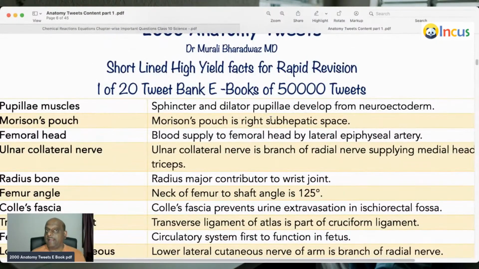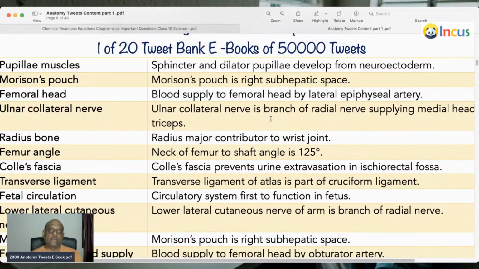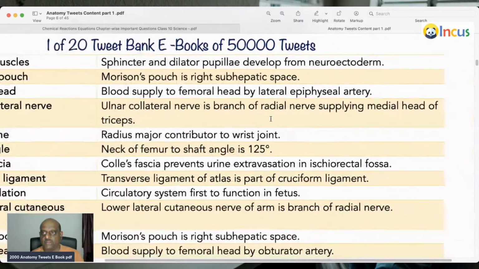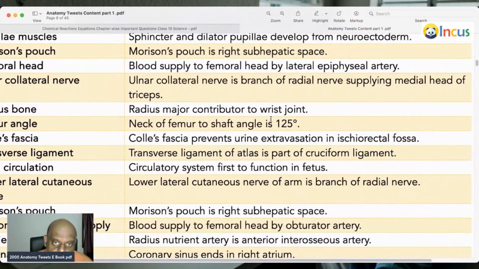Sphincter pupillae, dilator pupillae, generally muscles are the derivatives of mesoderm. But sphincter and dilator pupillae are not mesodermal, but they are neuroectodermal derivatives, is what you need to remember. From where does femoral head get the blood supply? Lateral epiphyseal artery is the one which supplies.